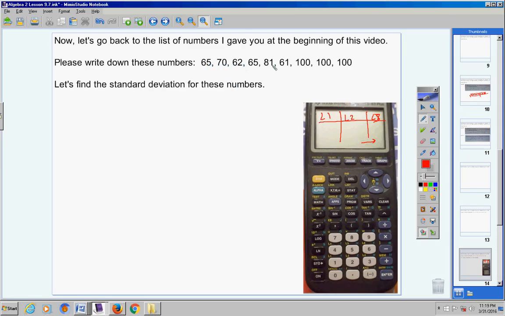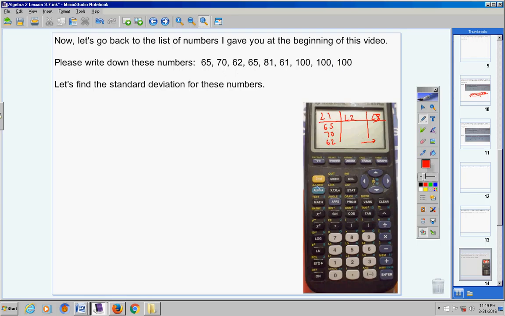You enter these 9 numbers. So let's say you choose list 1. Go over to list 1, and there should be a cursor right here. Hit 65, and then enter. And it'll pop up right here. Then hit 70, enter. 62, enter. And then go through all of these numbers and make sure all 9 are entered.